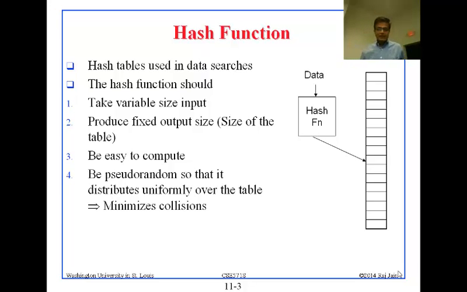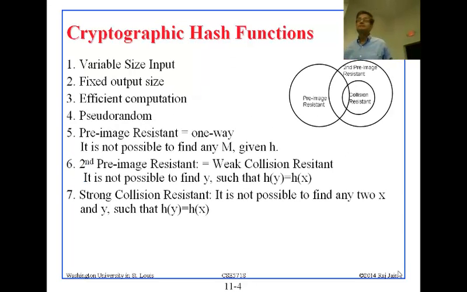Now the thing is, it should be easy to compute, and it should be pseudo-random so that it distributes over the table. Because if you just take the last few bits of the number, then you will just end up at a very small part of the table. Another thing with hash is there can be collision. So two numbers can hash to the same value, right? So you want a hash function that doesn't collide that often. That means it has to be random.